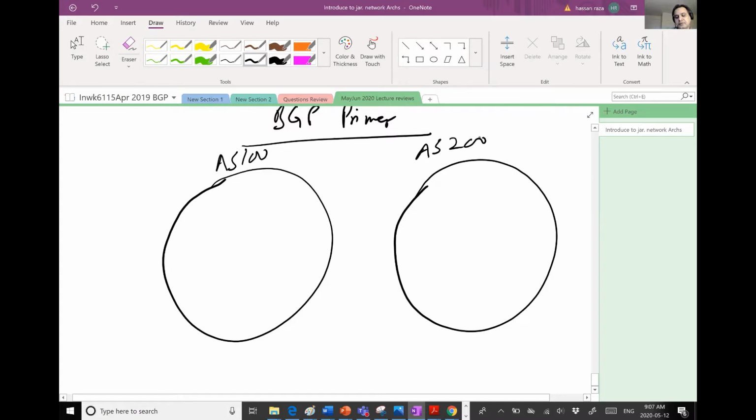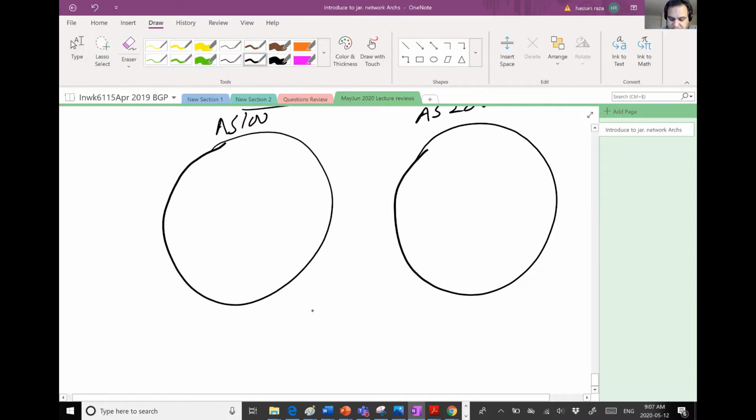So these are two ASs. BGP is written as BGP, but it is understood as... so whenever we say BGP, it is understood that BGP means eBGP and iBGP. E stands for external and I stands for internal.